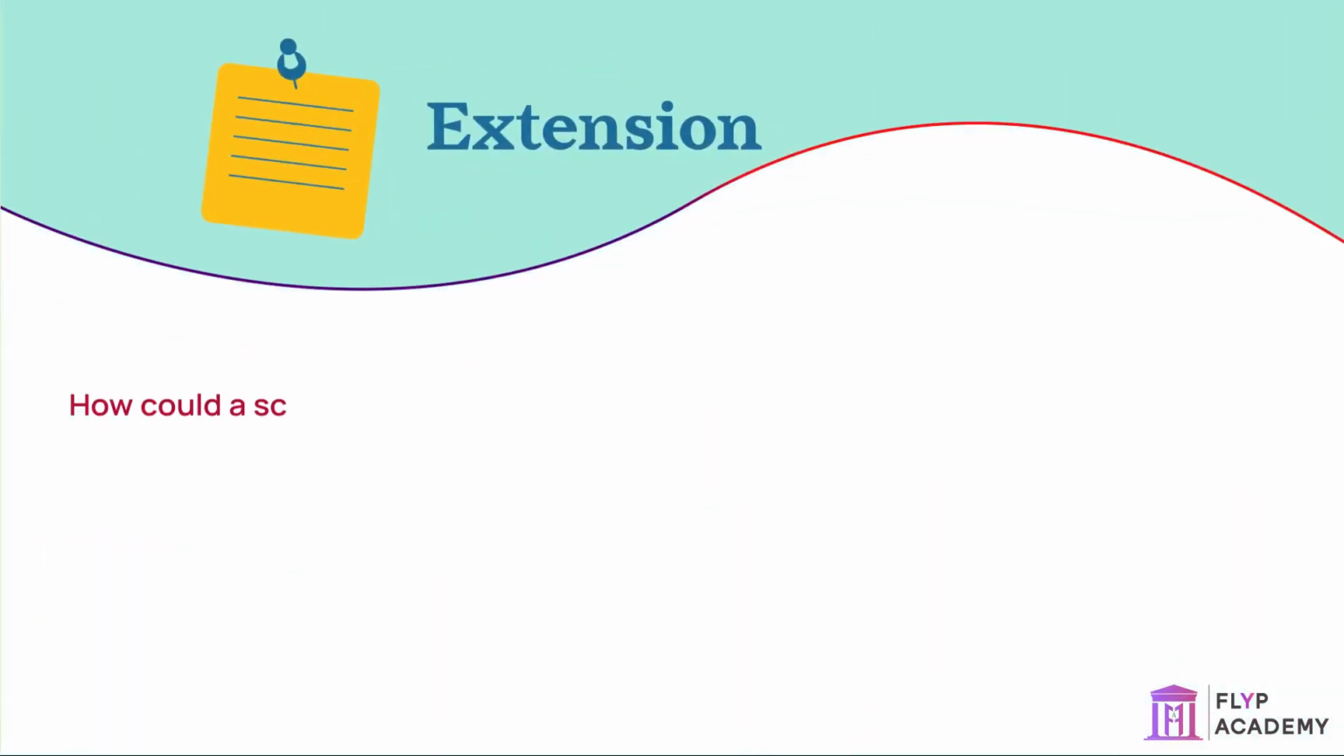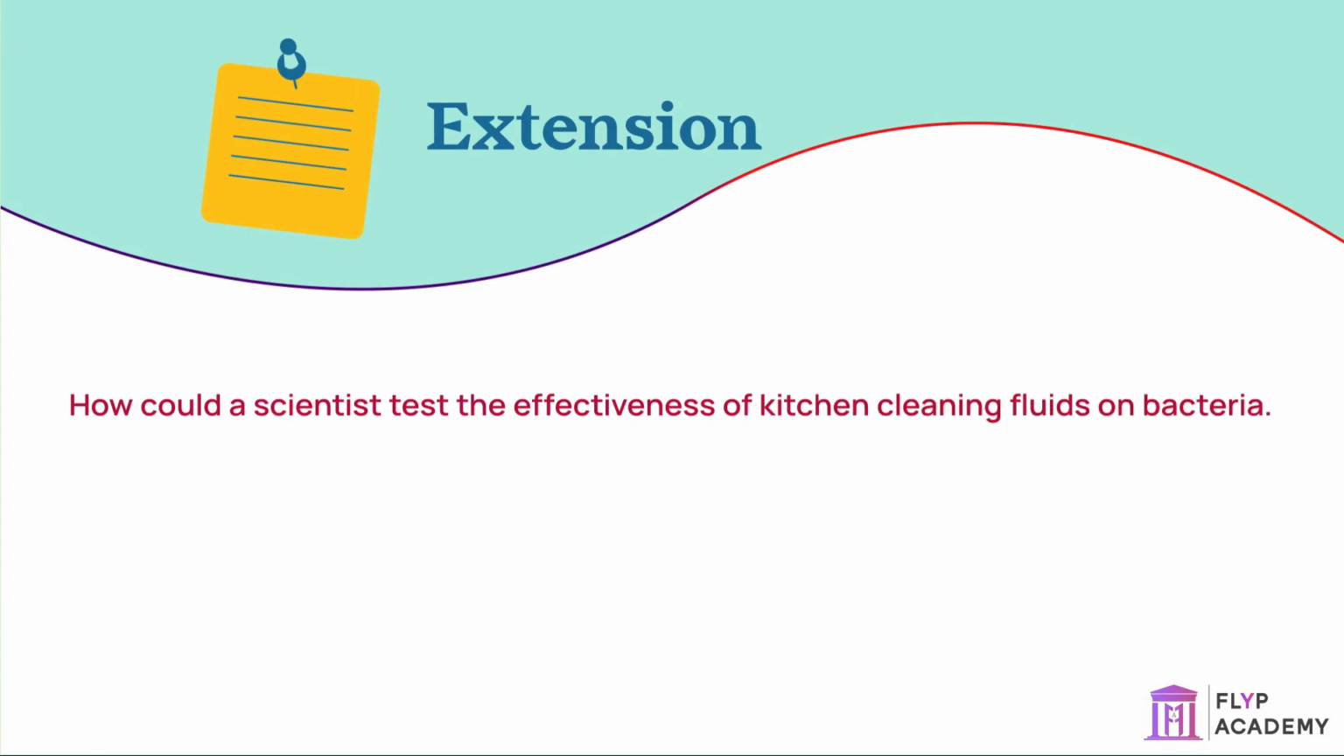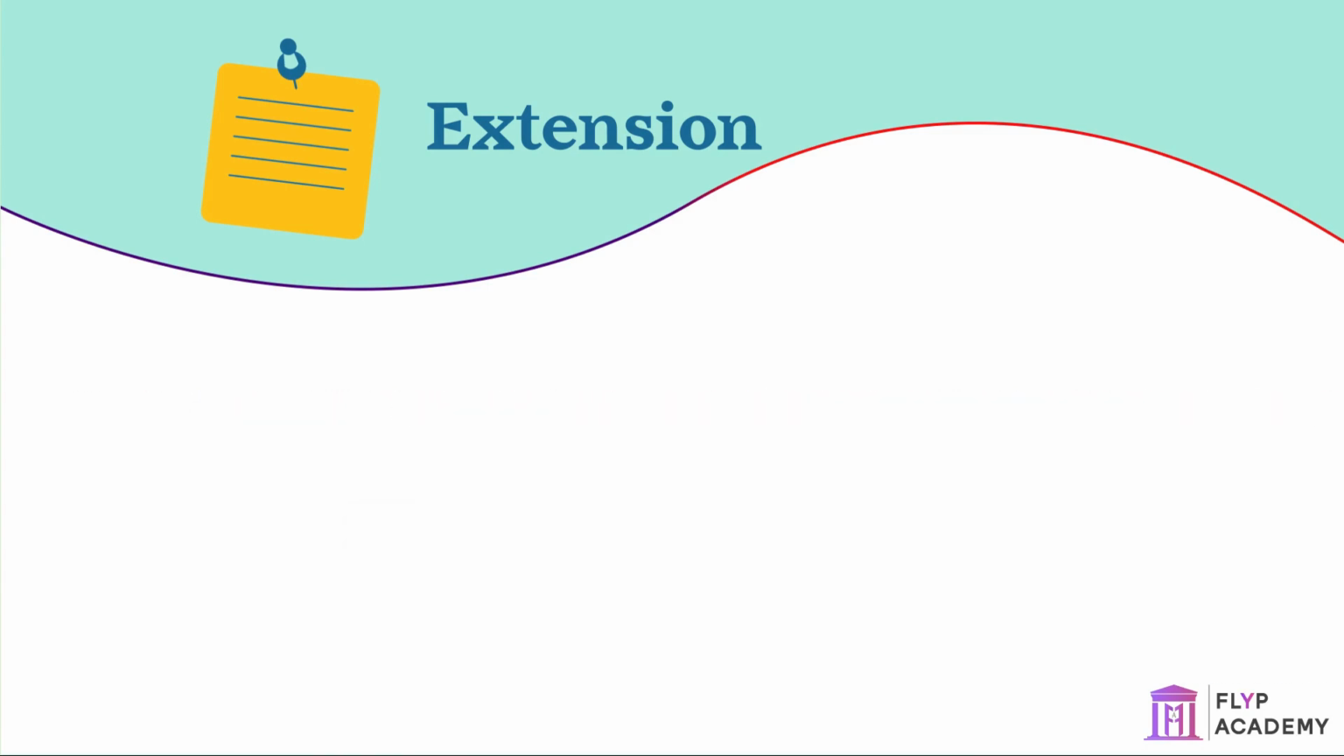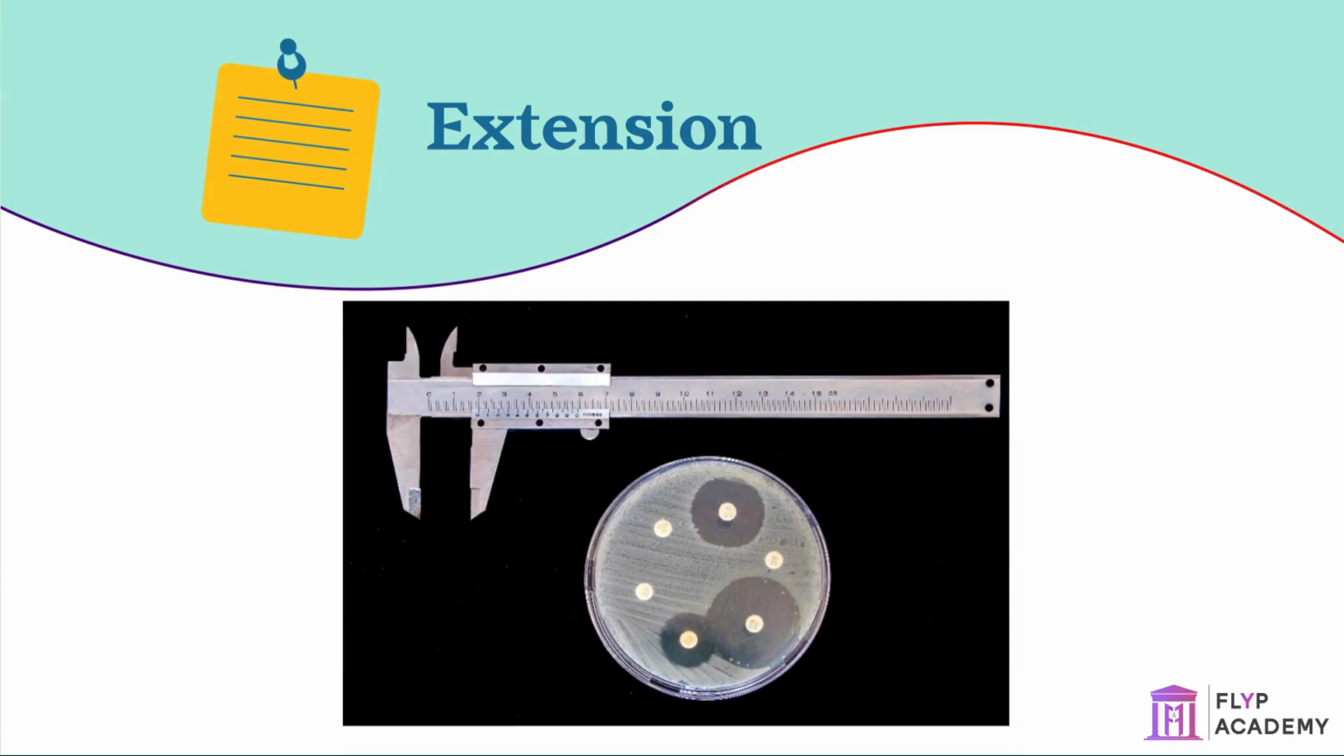Extension: how could a scientist test the effectiveness of kitchen cleaning fluids on bacteria? A scientist could prepare a culture of bacteria using aseptic technique, adding discs of paper soaked in the cleaning fluids to the surface of the agar. The culture should then be incubated and allowed to grow. The scientist would need to see the clear areas around each disc. The disc with the largest clear area would be the most effective.